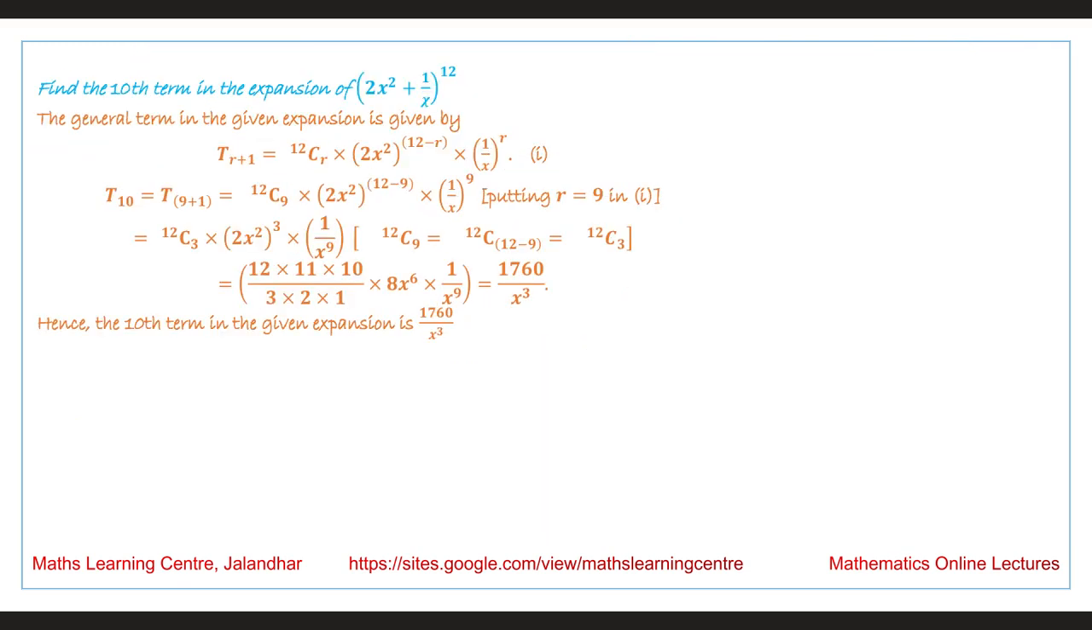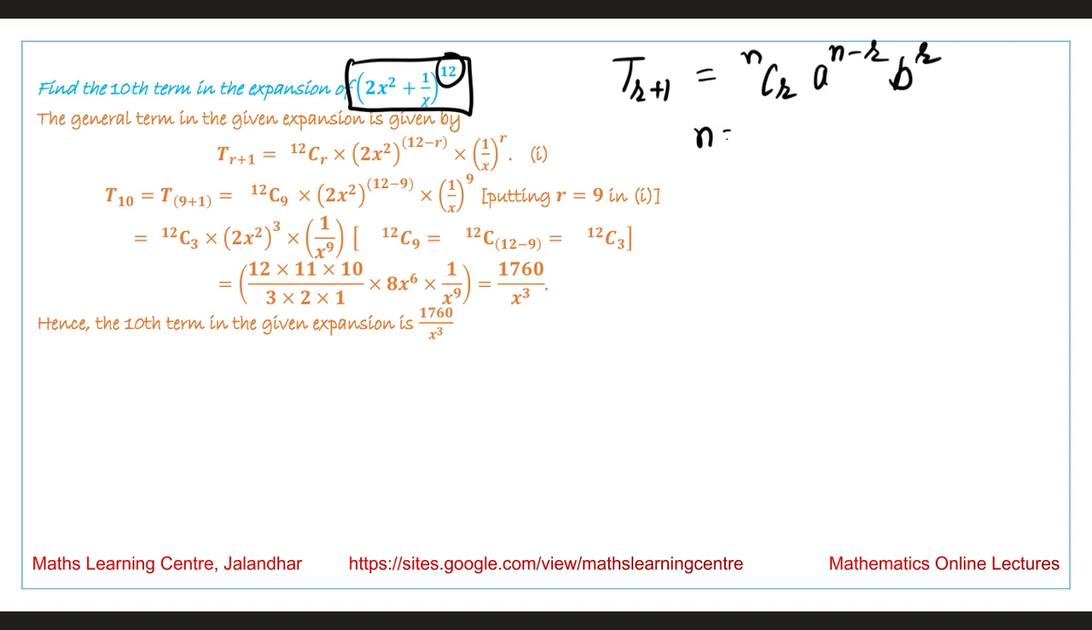Next is find the 10th term in the expansion of 2x square plus 1 by x raised to the power 12. Now we know that the general term T(r+1), that is the (r+1)th term we are talking about, is given by the formula nCr, a raised to the power n minus r, b raised to the power r.